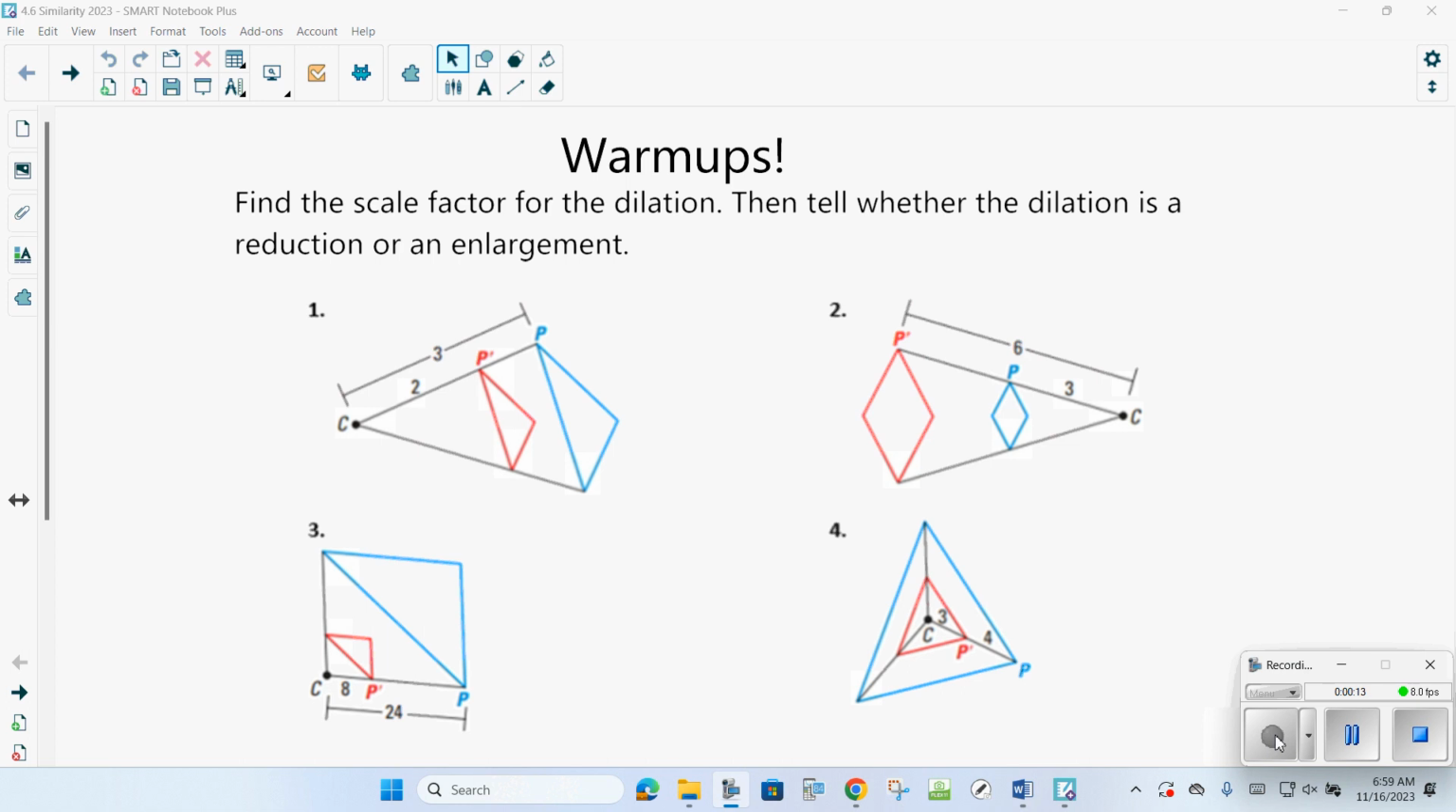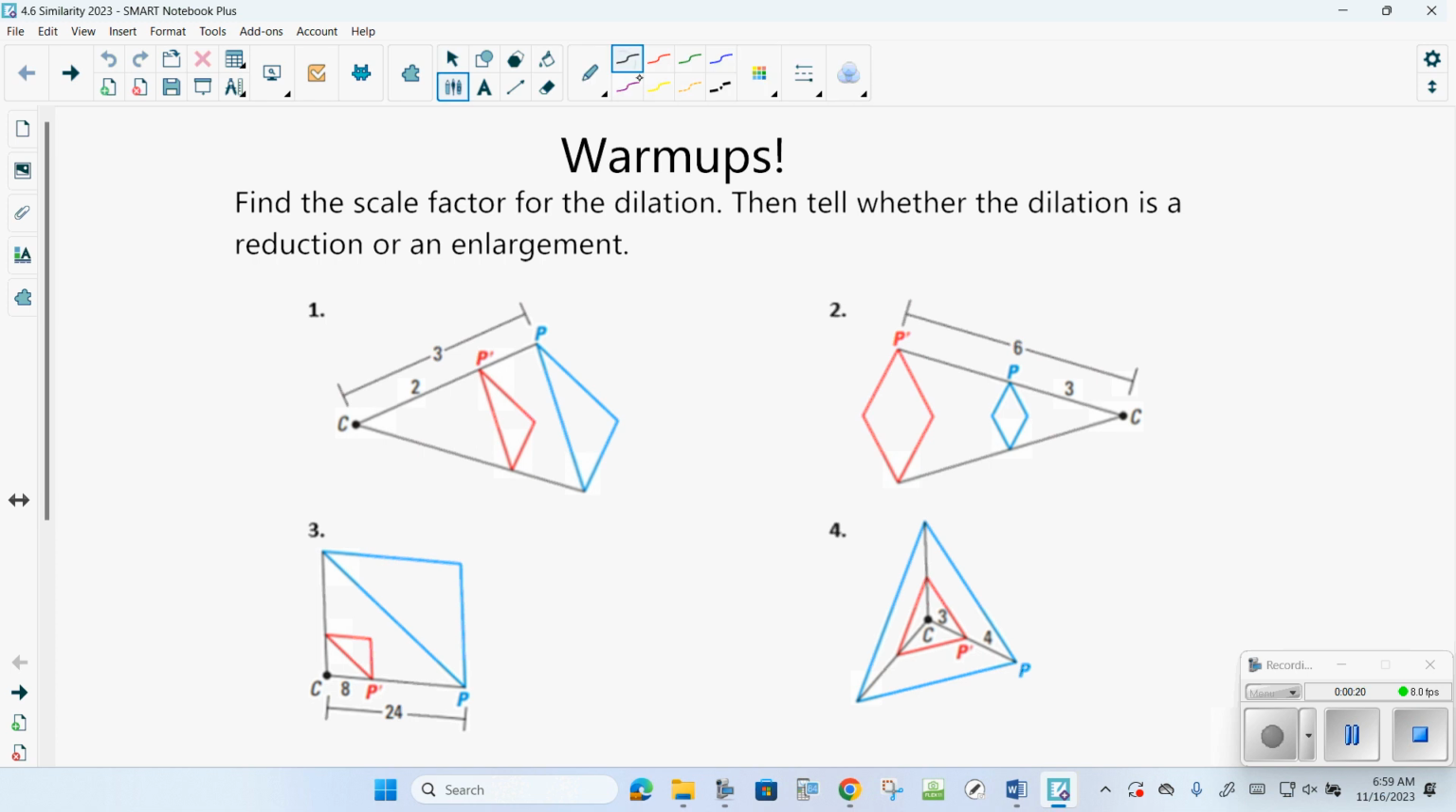If you remember from section 4.5 on dilations, we always put the new over the original. So when trying to find your scale factor, it's always new divided by original. In this picture, the P prime is 2, and the original is 3. Since that number is below 1, we would consider that a reduction. Anything above 1 is an enlargement, and anything below 1 is a reduction.